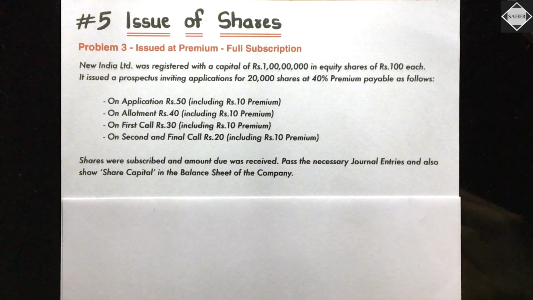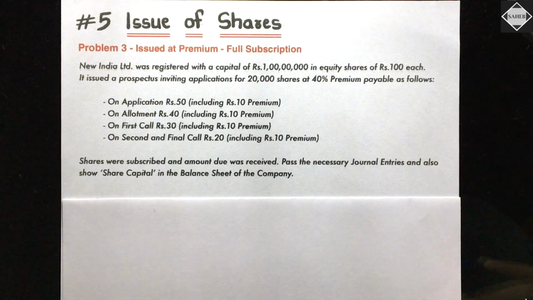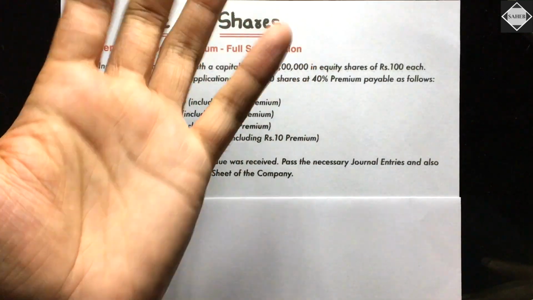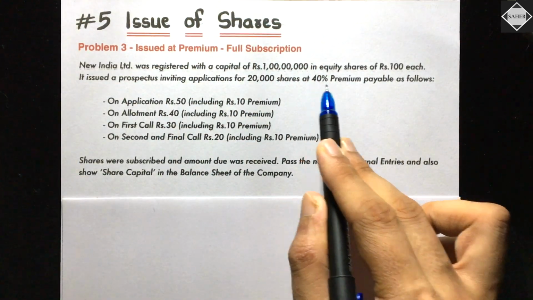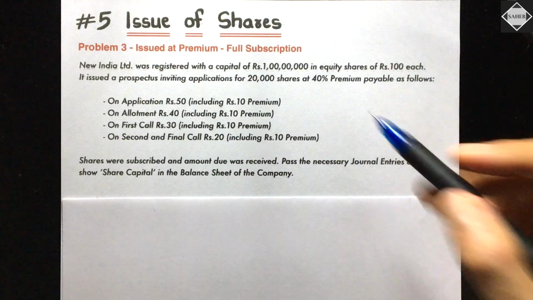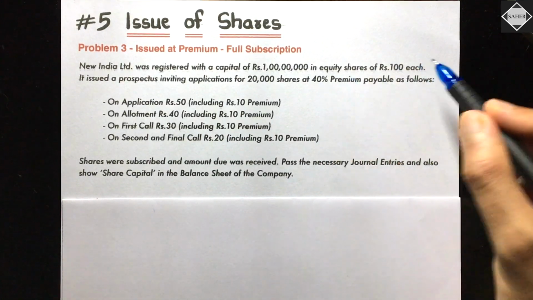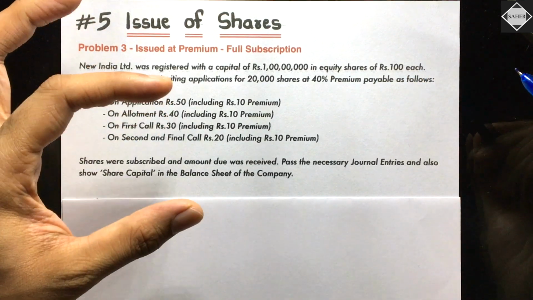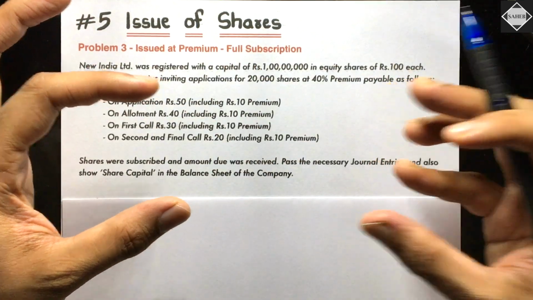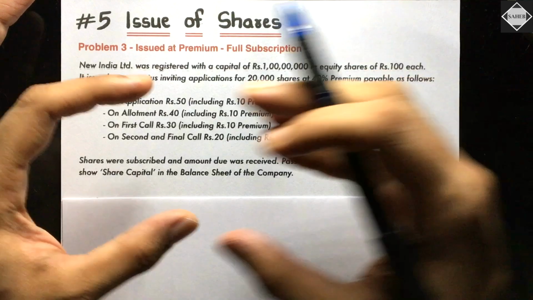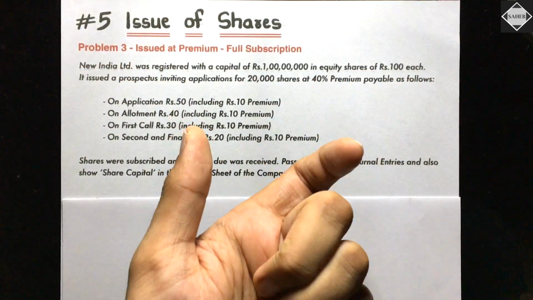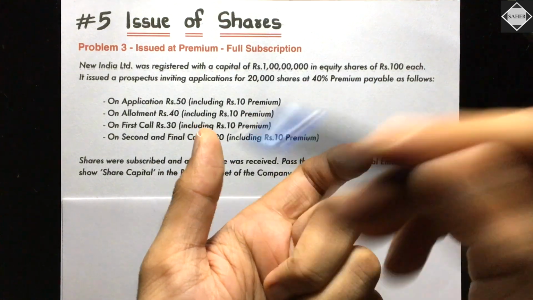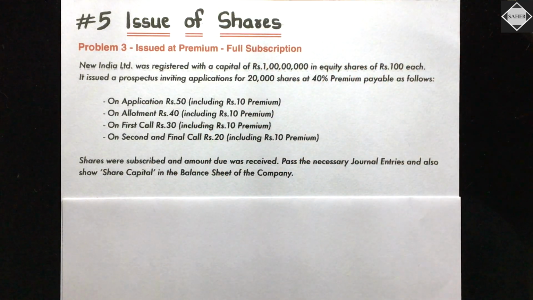Then they are saying it issued a prospectus inviting applications for 20,000 shares at 40% premium payable as follows. What does that mean? It means we have issued shares. How many shares? 20,000 shares. We have offered to the public, please subscribe to our shares. At what issue price? At 40% premium, they are saying. 40% of what? 40% of face value only. 100 is the face value, 40% of that is 40 rupees. Add these two, 100 plus 40 rupees, that is equal to 140 rupees. 140 rupees will be the issue price. Based on this only we will get the money. Is that clear? Per share.